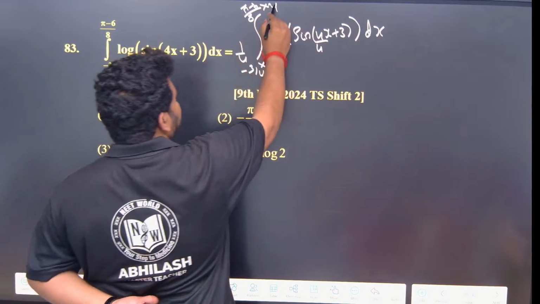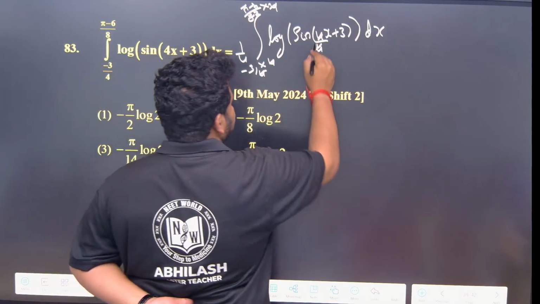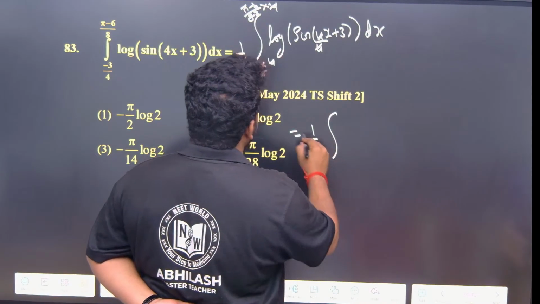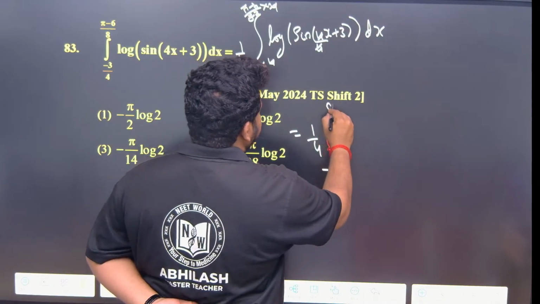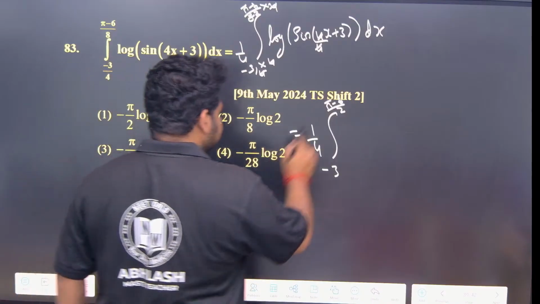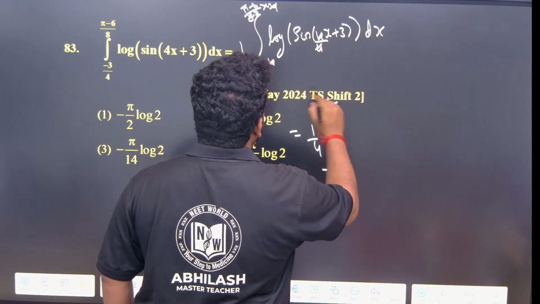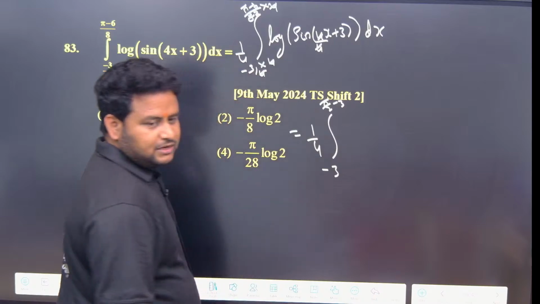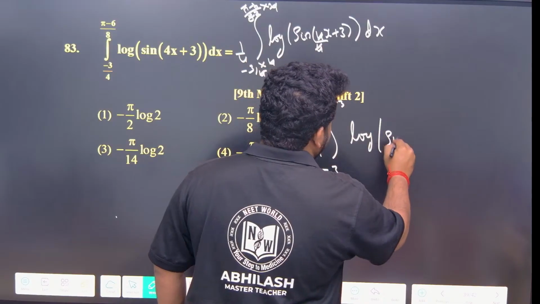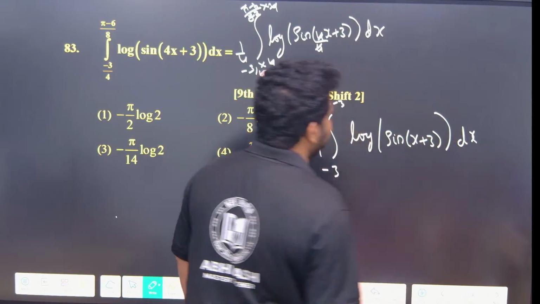Now this will become 4 1s are 4, 4 4s are, 4 4 cancels. I will be having here 1 by 4 into the integral from minus 3 to pi minus 6 by 2. I can separate and write pi minus 6 by 2 as pi by 2 minus 6 by 2, and 6 by 2 means this is 3, so pi by 2 minus 3. Now this is log of sine of x plus 3 dx. Now tell me what I can do further.